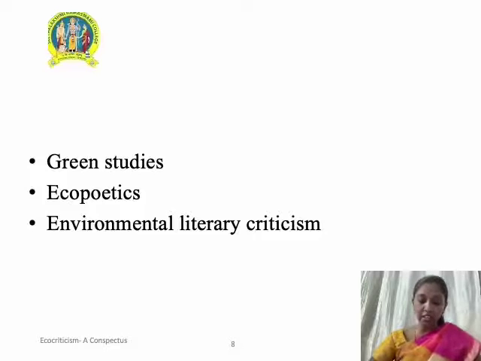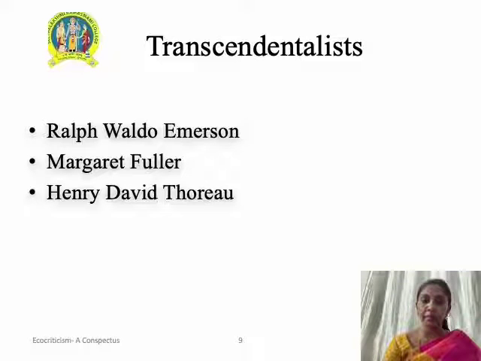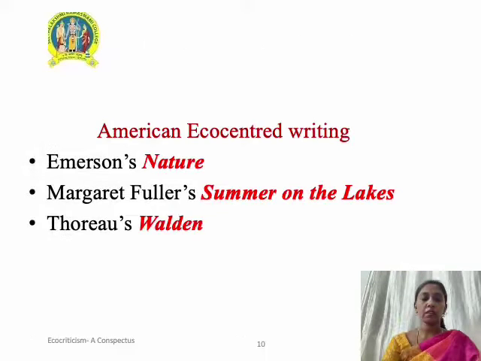Ecocriticism is an intentionally broad approach that is known by a number of other designations, that is green studies, ecopoetics, and environmental literary criticism. Ecocritics study literature written throughout history and analyze its relationship to the environment. In this way, ecocriticism as an academic discipline has taken two bearings from major 19th century American writers. They are Ralph Waldo Emerson, Margaret Fuller, and Henry David Thoreau. These writers are collectively known as transcendentalists.